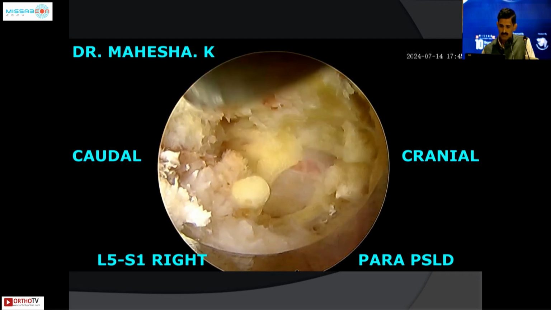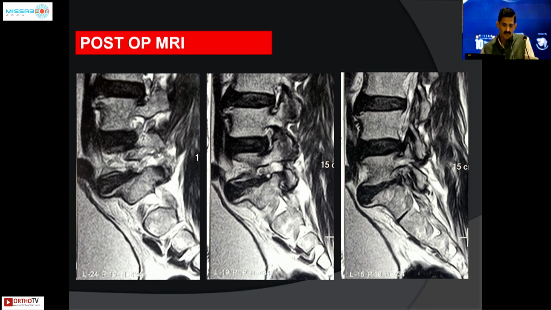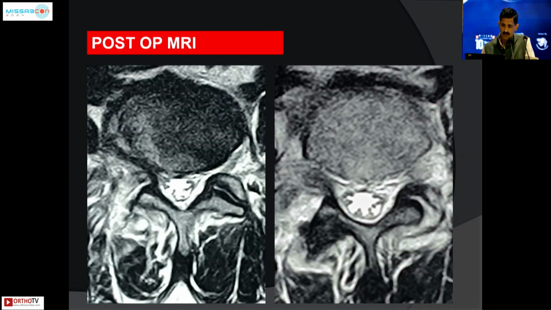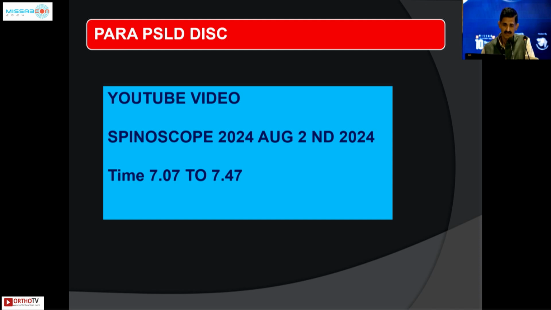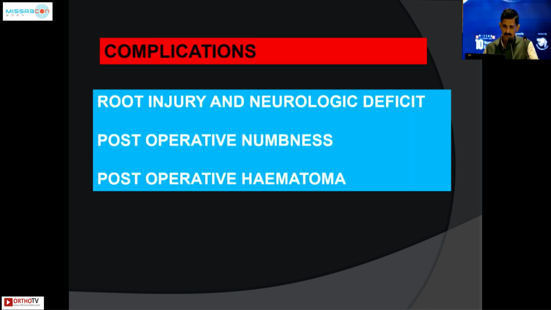For lack of time, I will skip this. And that is a post-operative MRI scan. You can see the foramen is opened up, both in sagittal and axial sections. If you want to see a full surgery video, you can go to this link, and time is also mentioned. You can watch that. Complications are rare if you are careful.